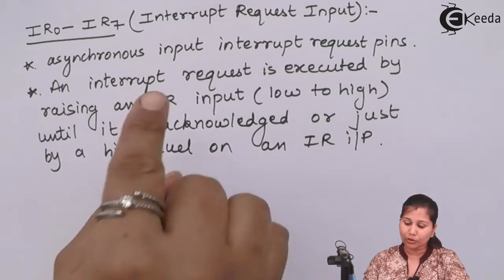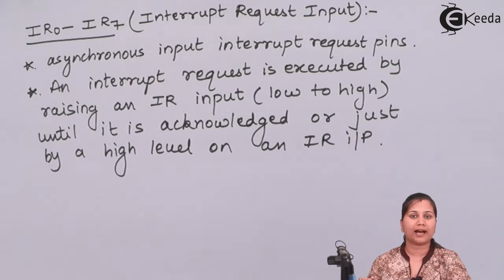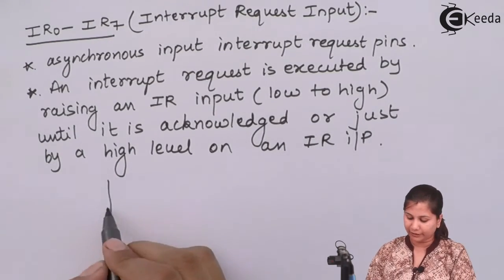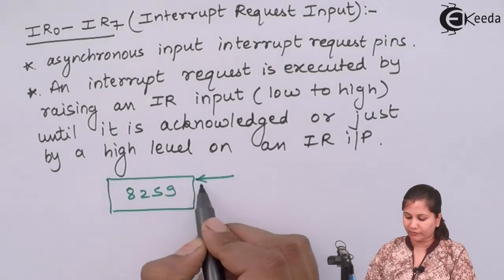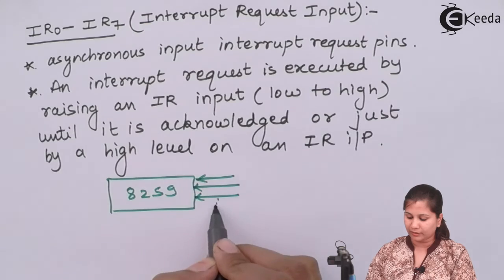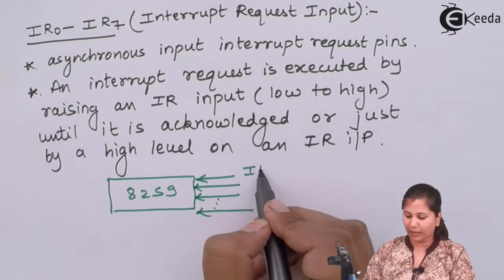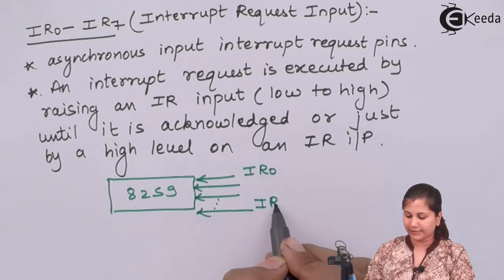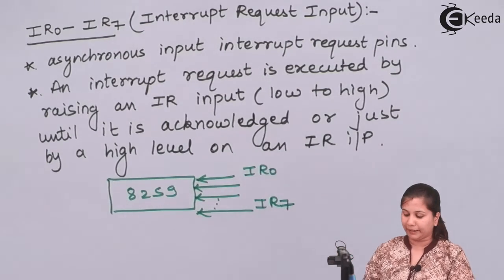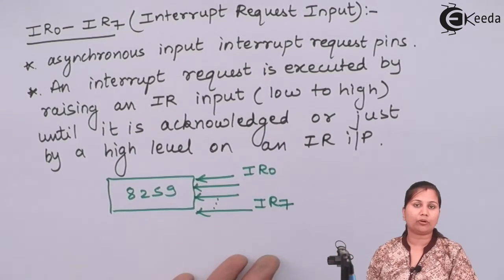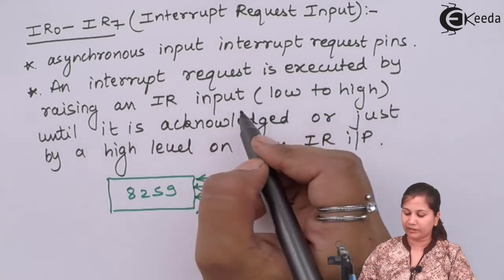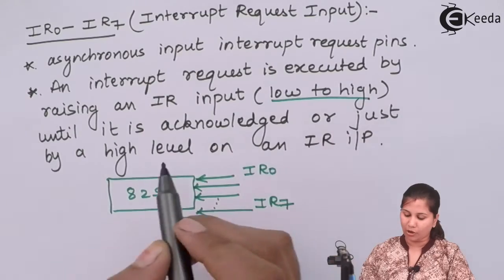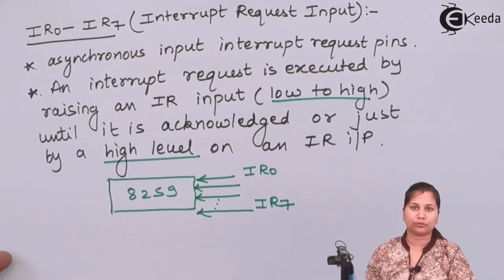So these interrupt request signals are input signals to the 8259. The 8259 can handle 8 interrupts, so we have the 8 interrupt request lines from IR0 to IR7. Depending upon whether they are level triggered or edge triggered interrupt requests, we can change the level either from low to high or by a high level also.